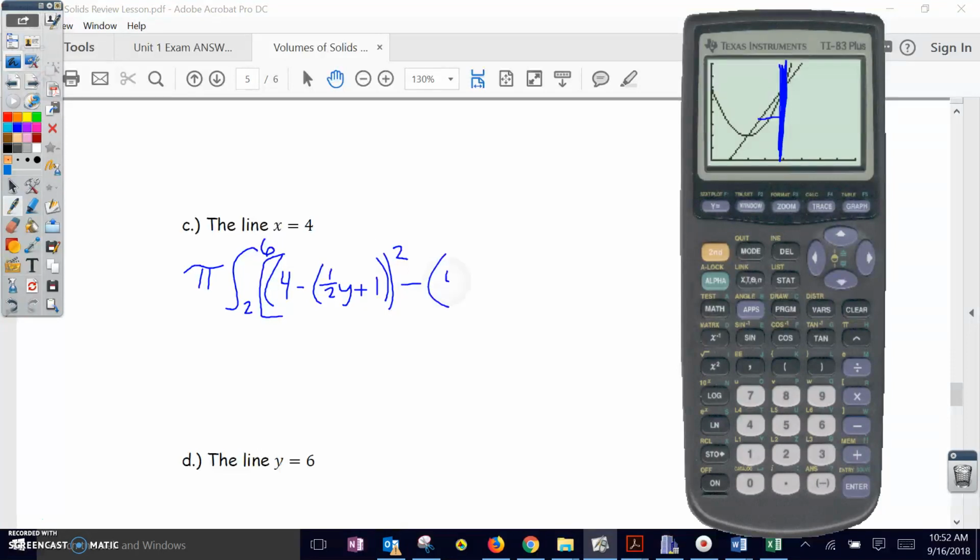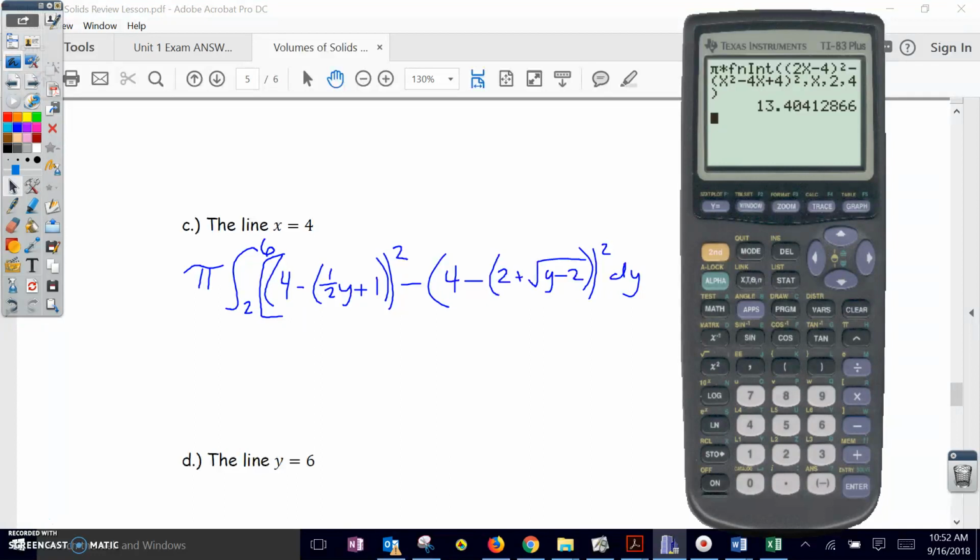My inner radius is going to be the line, since it's bigger, it's further to the right on our graph, minus the equation for the parabola, which was, what was it? It was 2 plus the square root of y minus 2. And then I'm going to go ahead and integrate this on my calculator.